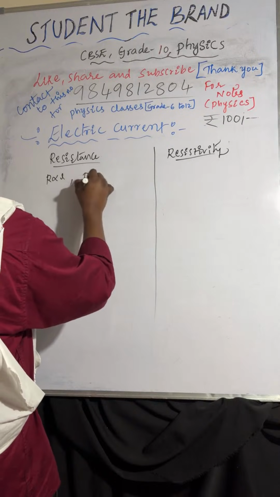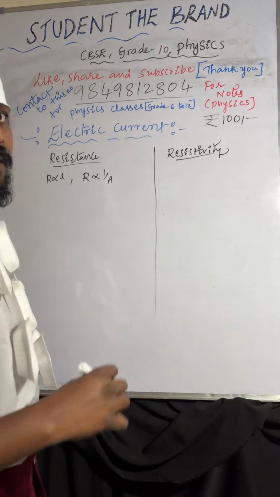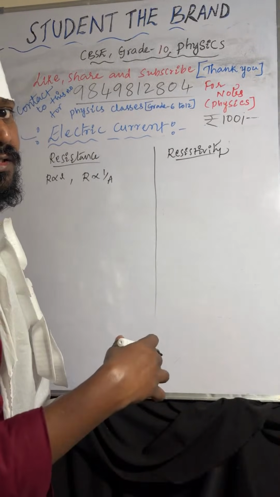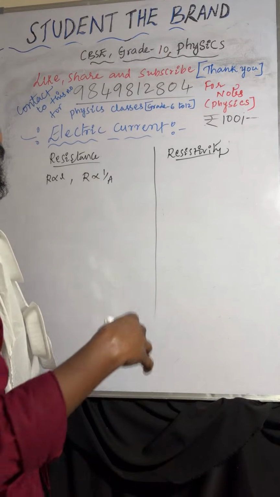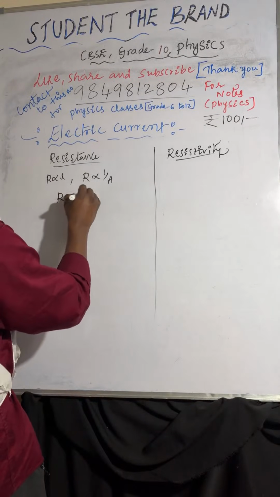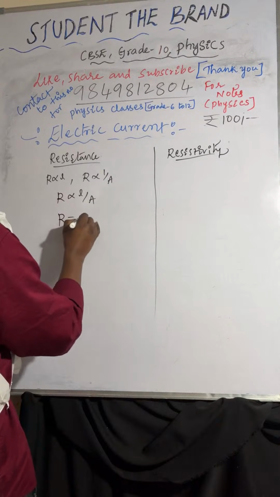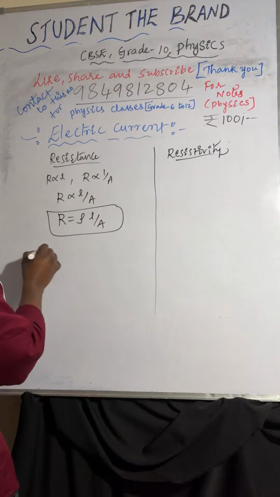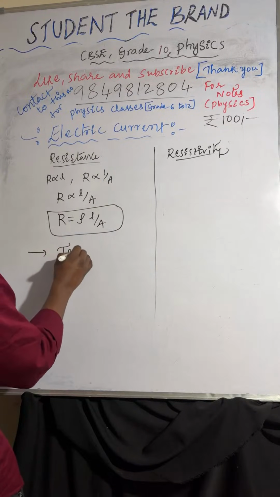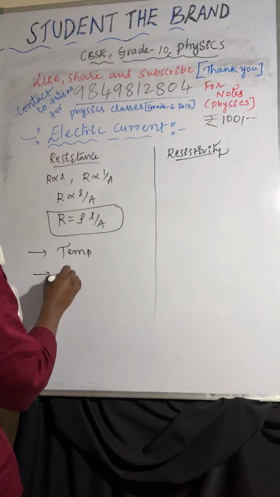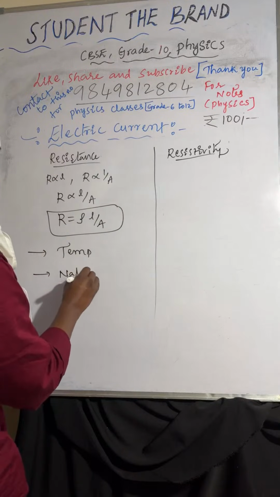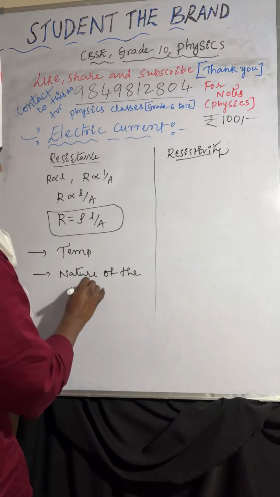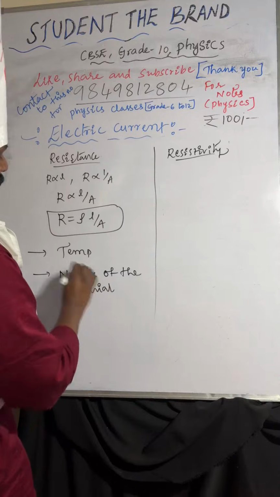Resistance is inversely proportional to the area of the cross section. So R is directly proportional to L by A, R equal to rho into L by A. Resistance depends on temperature and on the nature of the material of the conductor.